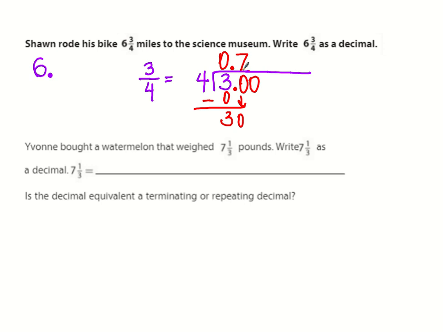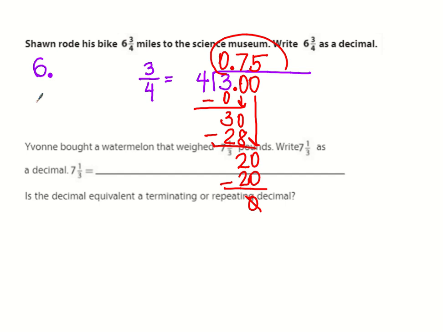So here comes knowing your facts, right? So 4 times 7 is 28. Subtract, and I have 2. Bring down another 0 because I'm not done. Now 4 into 20. Well, 4 times 5 gives me 20. And that leaves me at 0, so I'm finished. So this is a terminating decimal. So 3/4 is really 0.75.